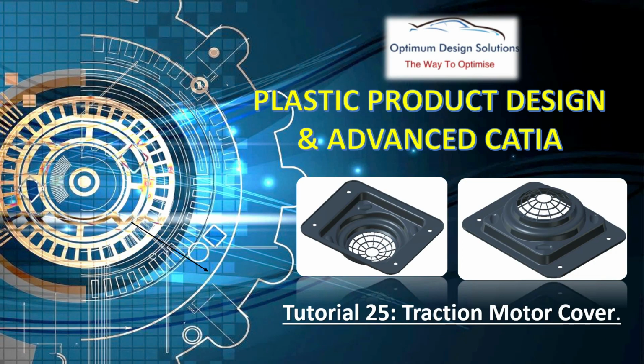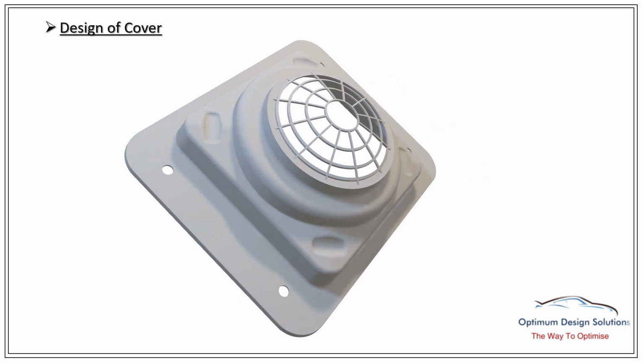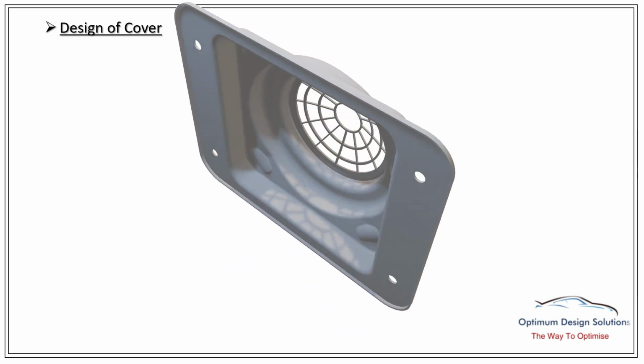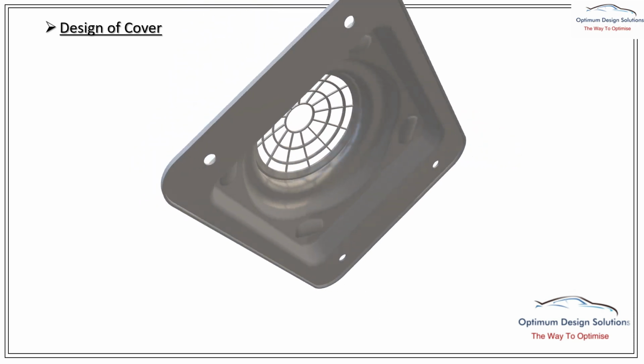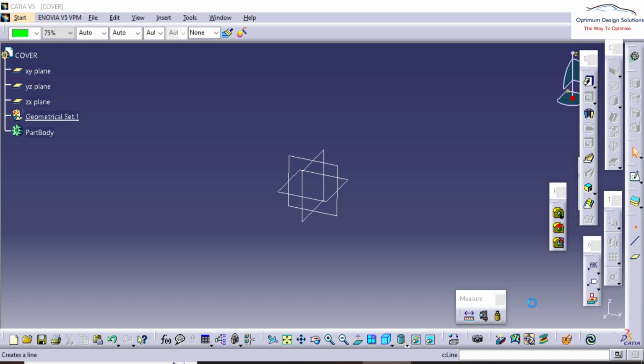Today, we are moving towards our next tutorial, that is the traction motor cover. It's a plastic cover which has the purpose to cover or protect the motor or similar kinds of applications where you require an opening for the exhaust or suction of air. So this is the basic design of our cover and we are converting this into CATIA. Without wasting time, we'll open CATIA and start the designing.